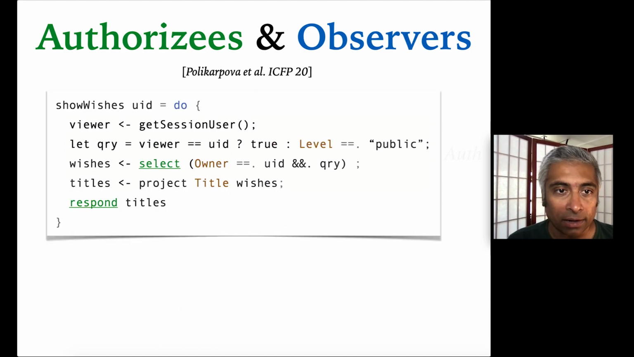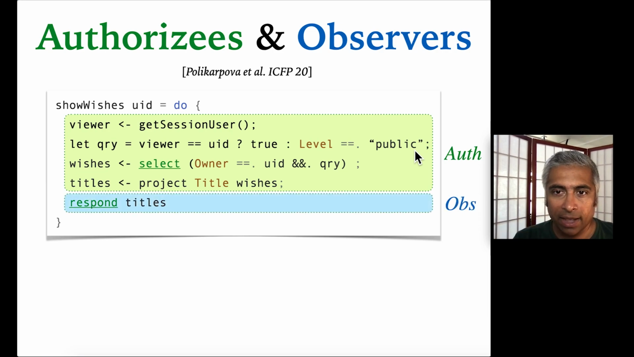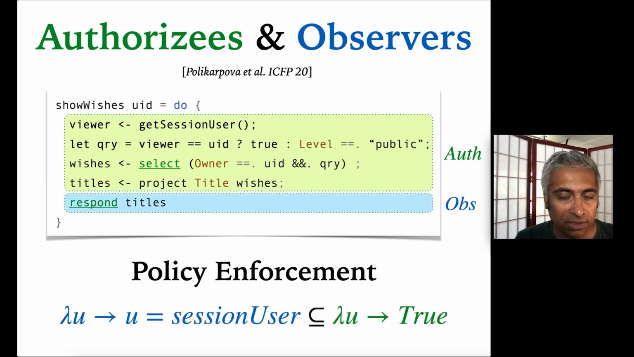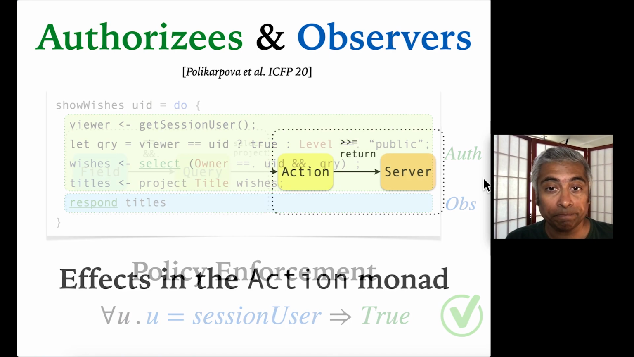However, when we fix our code, the equation changes. Now the set of authorizees, since we have added this conjunct level equals public, and the set of observers remains the same. Okay, so the set of authorizees is now the set of all the users. Why? Because we've put in this conjunct level equals public. The set of observers remains the same. It's still just the session user. And now when we ask the SMT solver, hey, if u equals session user, does that imply the set of authorizees? The answer is trivially true, because the authorizees is everybody.